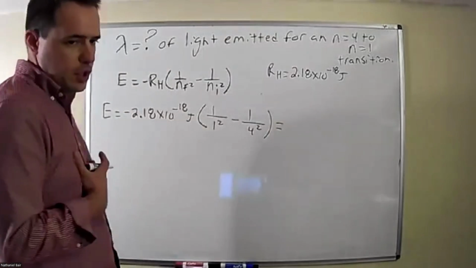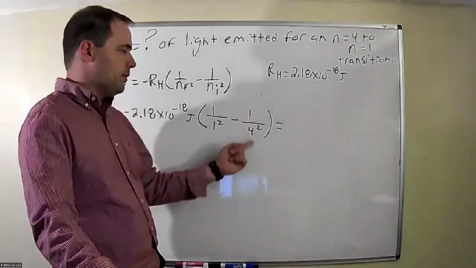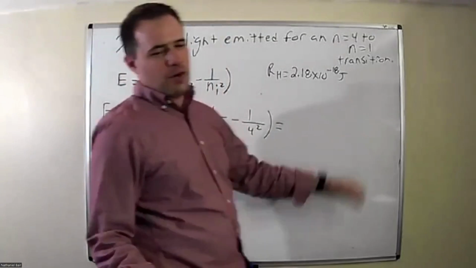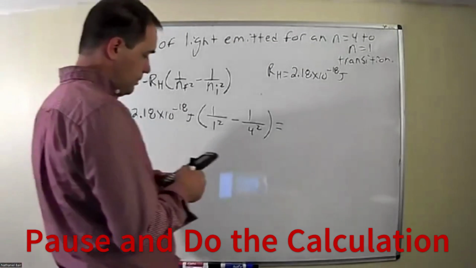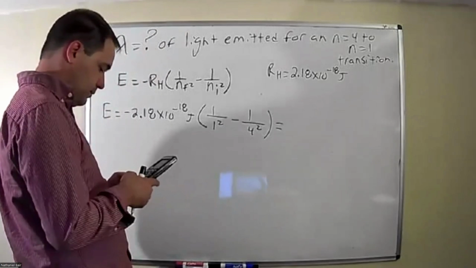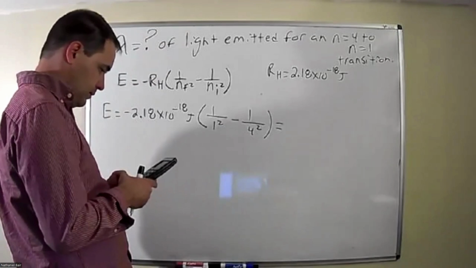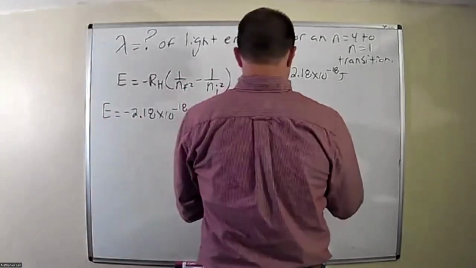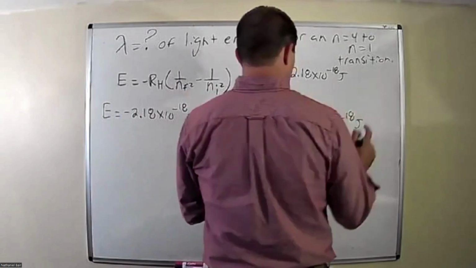Now, I usually take a cheat. I would do 1 minus the quantity 1 divided by 16, and then multiply, as long as you get the right answer. See if you can get that energy. Go ahead. All right. I got negative 2.04 times 10 to the negative 18th joules.